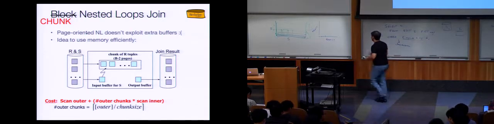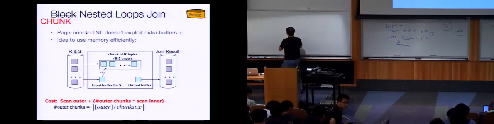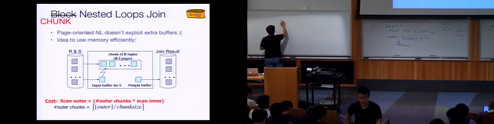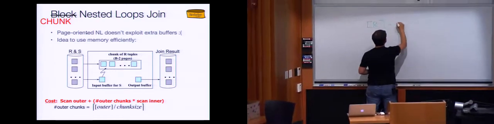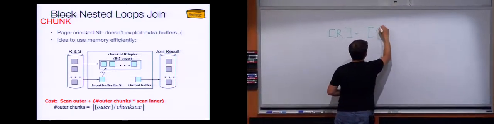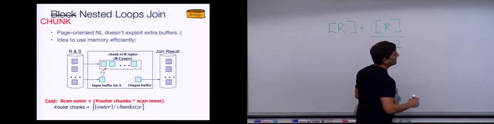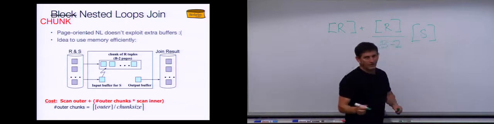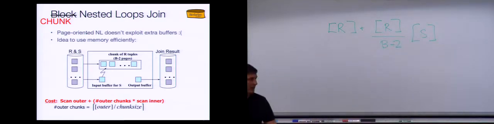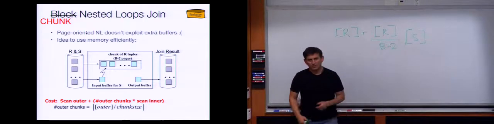And so just to write that down in our previous notation, it's the number of pages in R, plus, so that's the scan of the outer, plus that number again, divided by the chunk size, which is B minus 2, times S. Right? Okay, so we just saved ourselves roughly a factor of B minus 2.